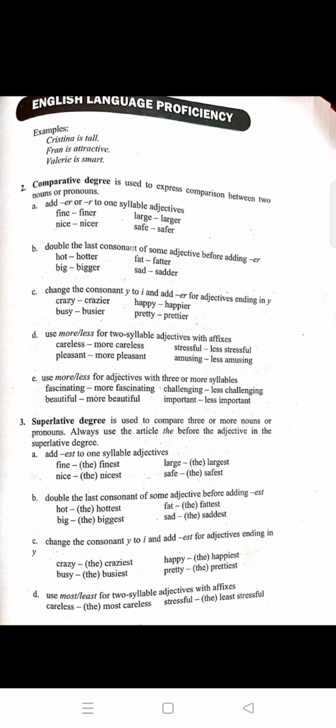You say most careless. Stressful, less stressful. And the last one, we have the most or least for adjectives with three or more syllables. So, as I've said kanina, katulad lang siya ng comparative degree, only that you use more or less in comparative, while most or least in superlative degree.